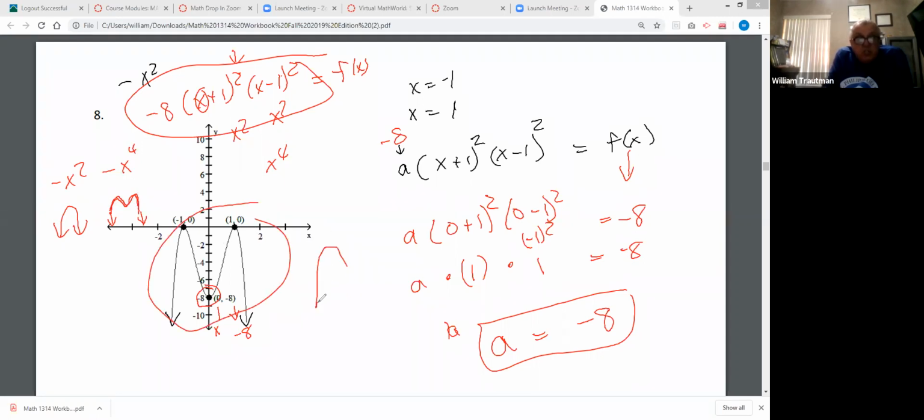It's not a U shape. It's a U shape that turns. If we had an x⁶, it would turn more and then go down. So that's why we end up with these x squares, because it bounces off and we're just going to say squared to that.